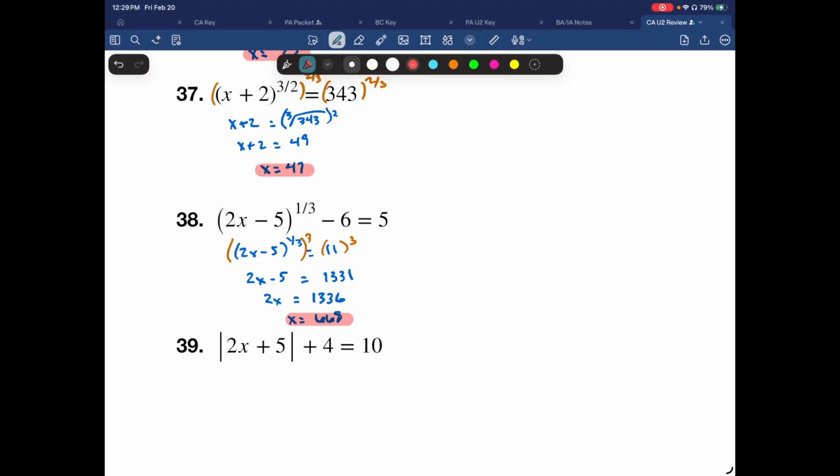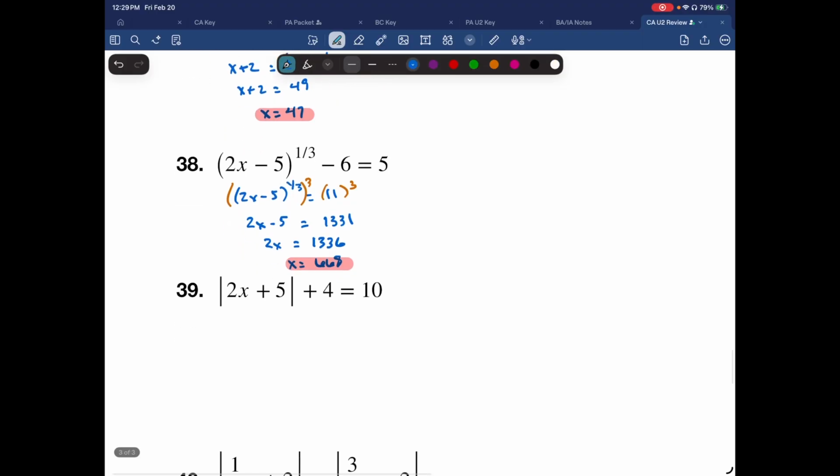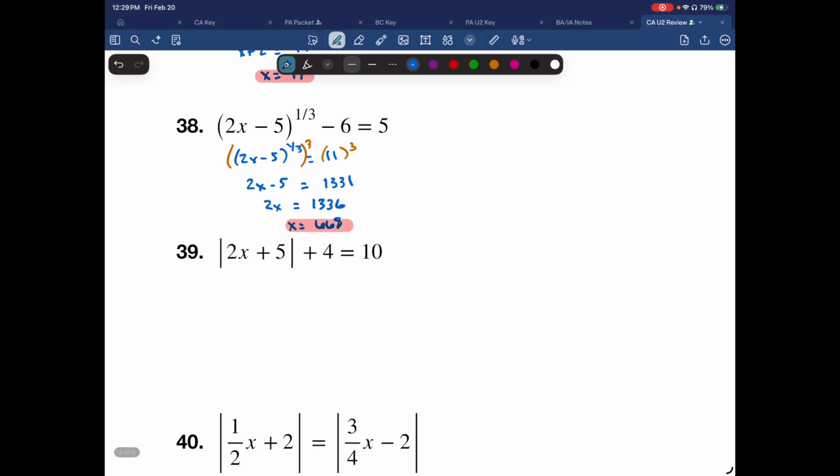Now, absolute values. We need to get the absolute value by itself, so you got the absolute value of 2x plus 5 equals 6, and now we set up our problem. So we got 2x plus 5 equals 6, or 2x plus 5 equals negative 6, and we solve for both. So we have 2x equals 6 minus 5 is 1, so x equals 1/2. 2x equals negative 11, so x equals negative 11 over 2. So those are my two answers here.